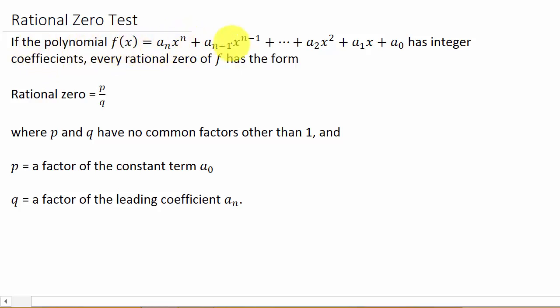So if we have any polynomial here, degree n, that n is the largest exponent, has integer coefficients, and every rational zero of the function has the form p over q, where p and q have no common factors other than 1. So all that means is that the fraction's reduced. And p is a factor of the constant term a naught, and q is a factor of the leading coefficient a sub n, the coefficient of the variable with the largest exponent. Alright, so let's go ahead and get started.